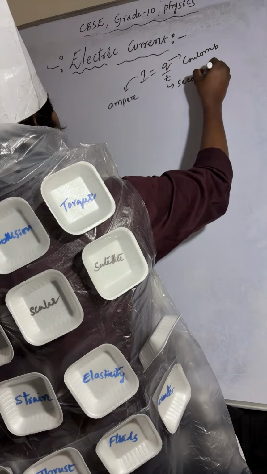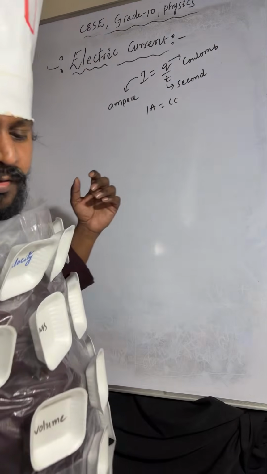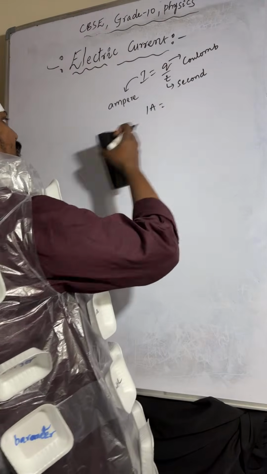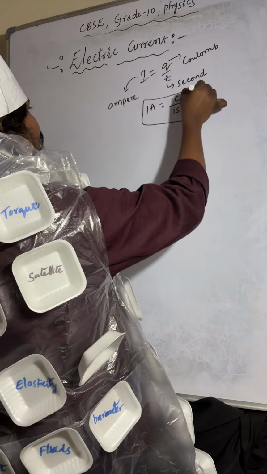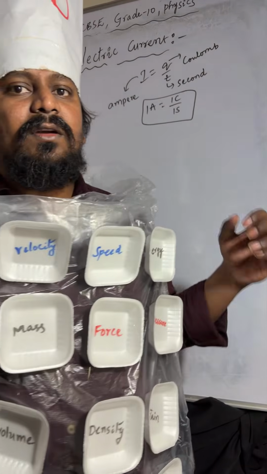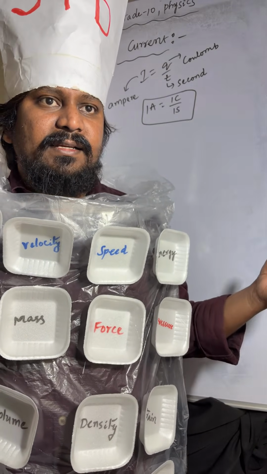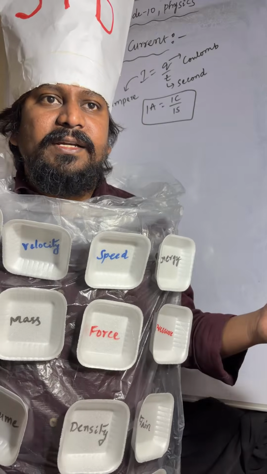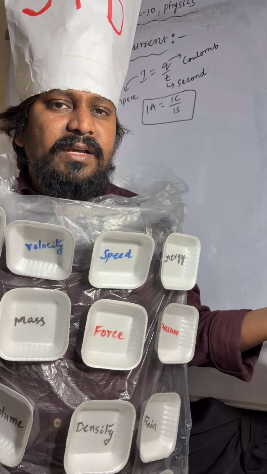So 1 ampere is defined as 1 coulomb of charge flowing through unit cross section area per second, which is called electric current. So I equal to Q by T, 1 ampere equal to 1 coulomb per 1 second. I hope it is very clear. The SI unit of current is ampere, of charge is coulomb, and of time is second.